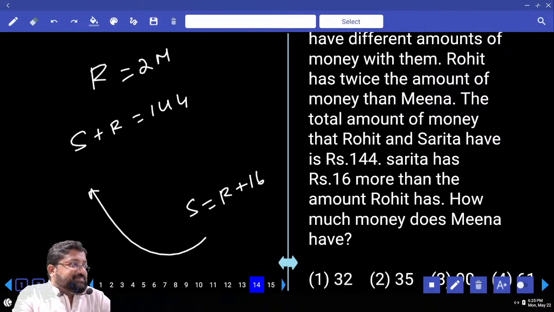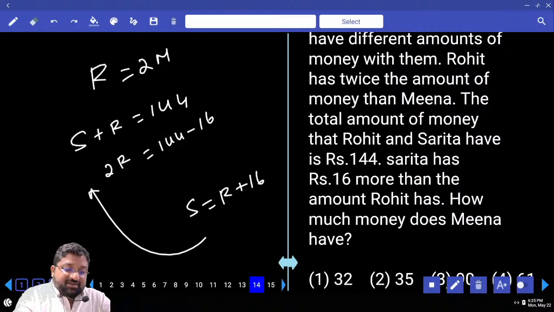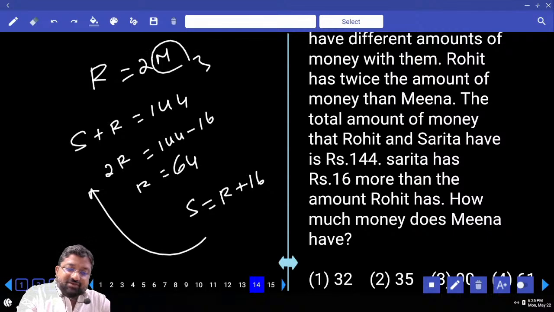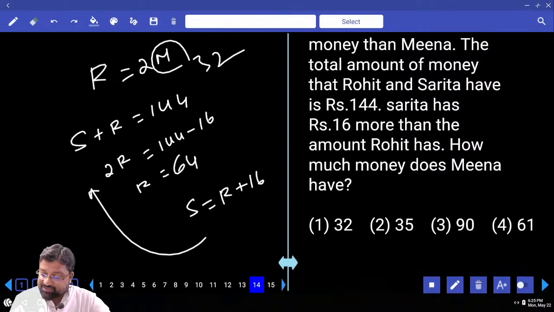Substitute directly. R plus R plus 16, that is 2R plus 16, is equal to 144. 2R is equal to 144 minus 16. Then R is equal to how much? 144 minus 16 is 128. 128 divided by 2 is 64. R is equal to 64 and Meena is equal to 32. Is that in the options?